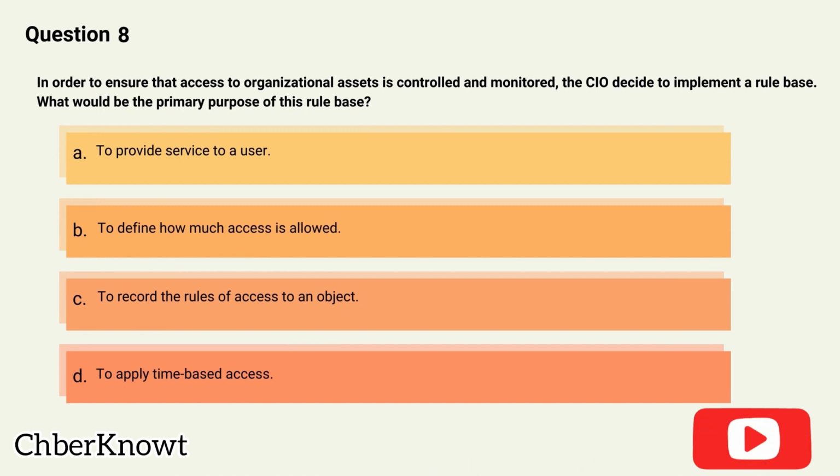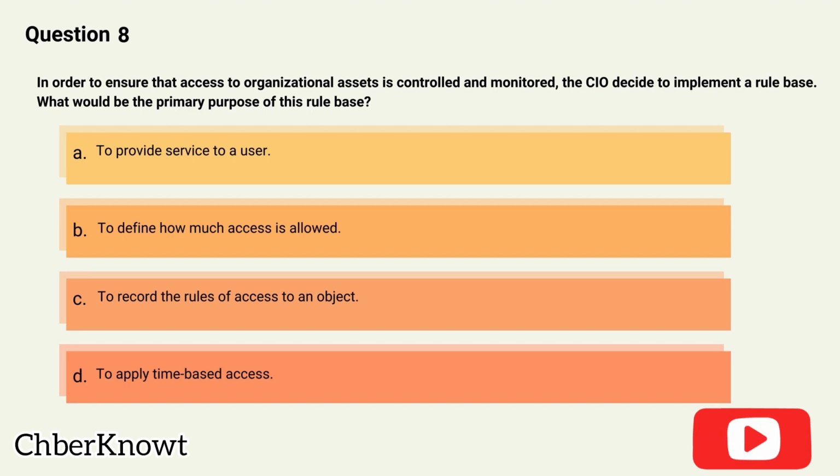What would be the primary purpose of this rule base? Option A. To provide service to a user. Option B. To define how much access is allowed. Option C. To record the rules of access to an object. Option D. To apply time-based access.